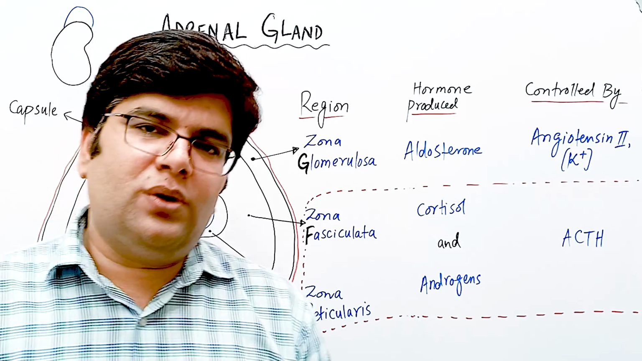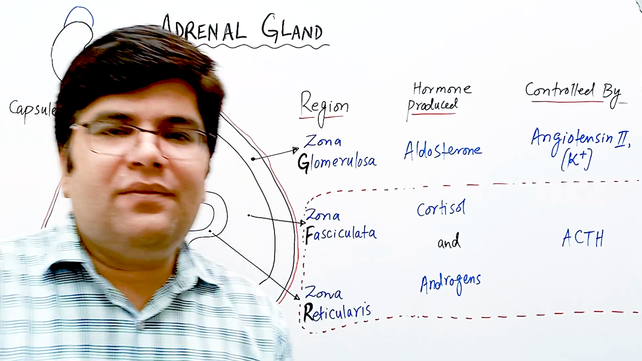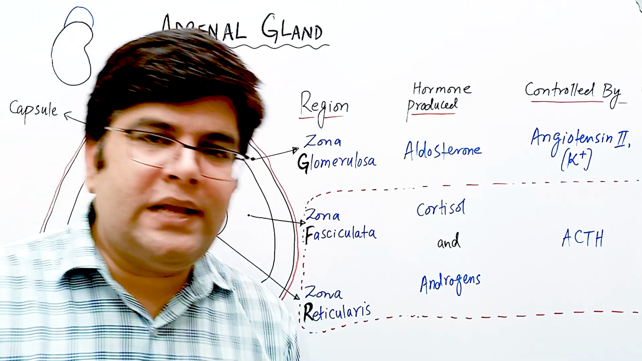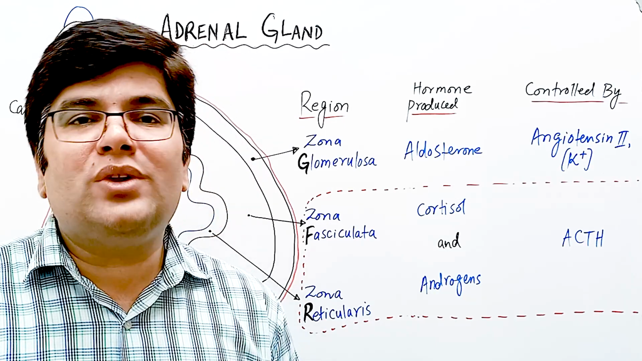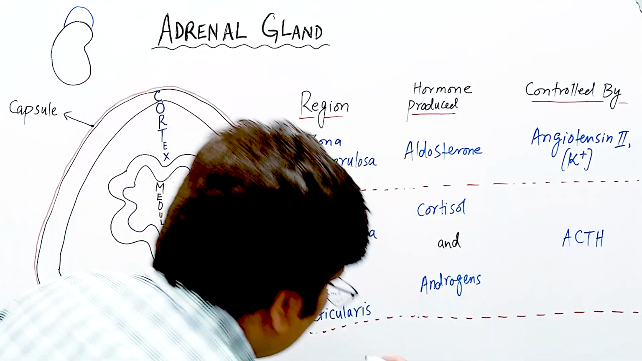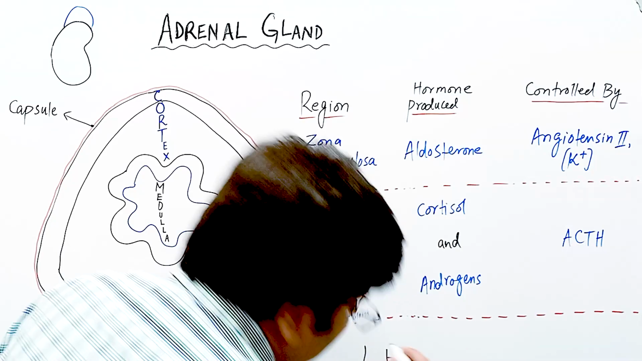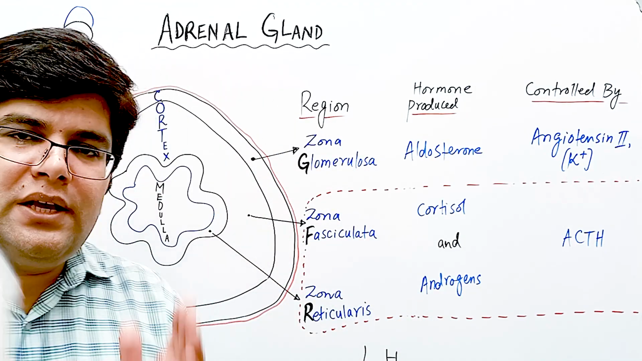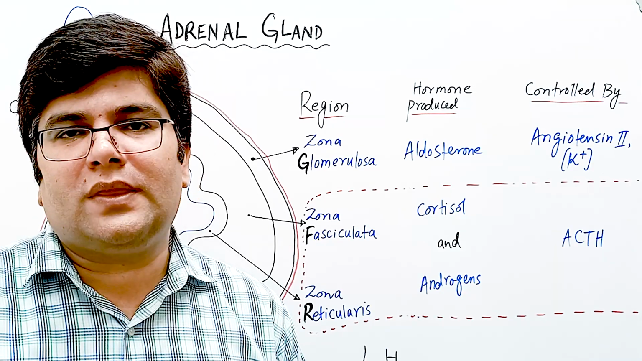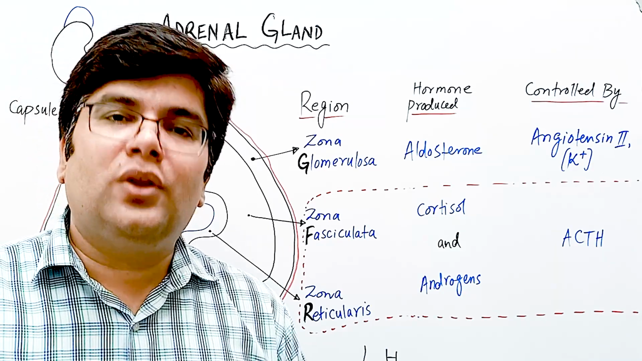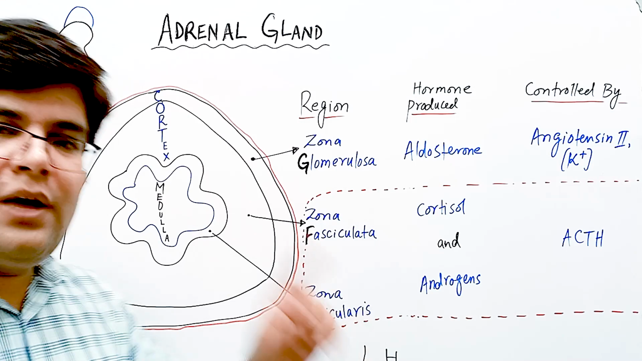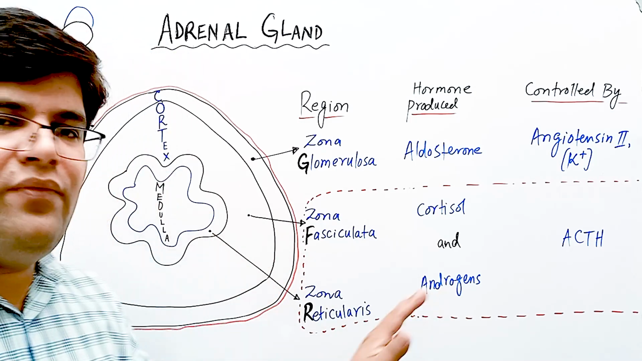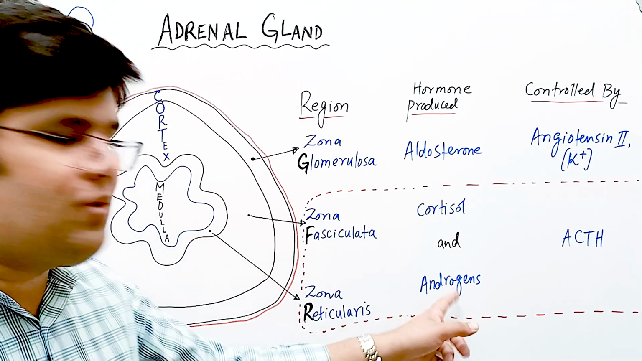In reproductive physiology, you must have studied that male and female sex hormones coming from the testicles and ovary are regulated by luteinizing hormone. Is there any role of luteinizing hormone in the regulation of these androgens which are released from the adrenal cortex? What is your answer? Yes or no? The answer is no. Luteinizing hormone coming from the anterior pituitary has no effect in controlling the secretion of these androgens.